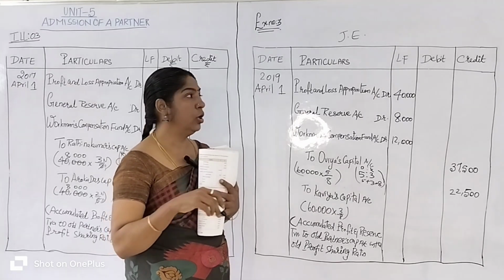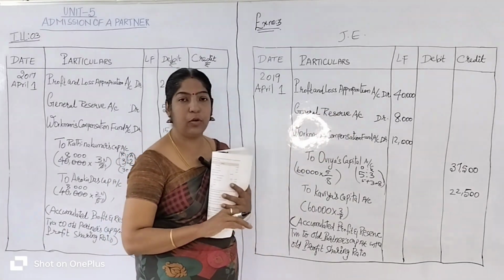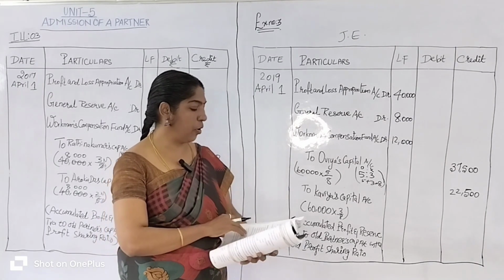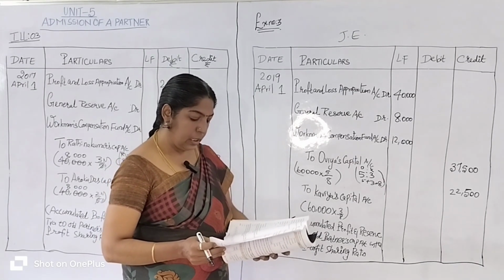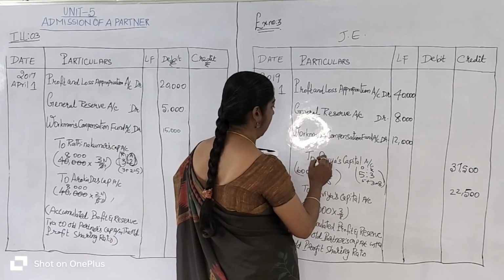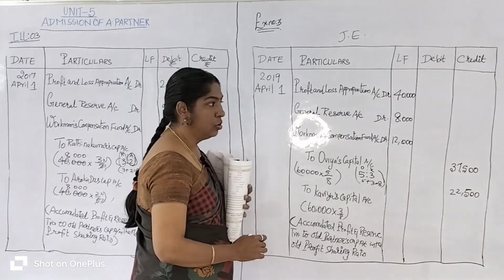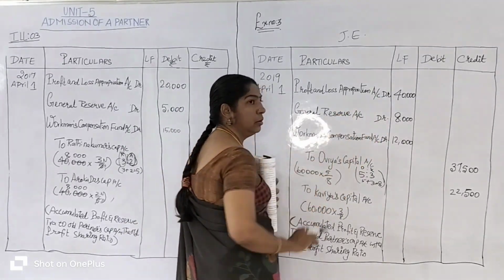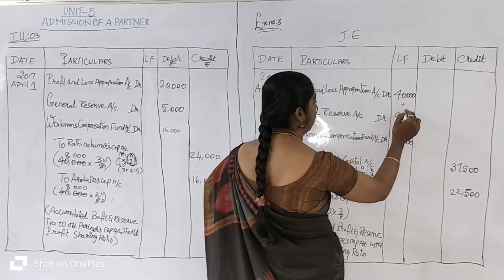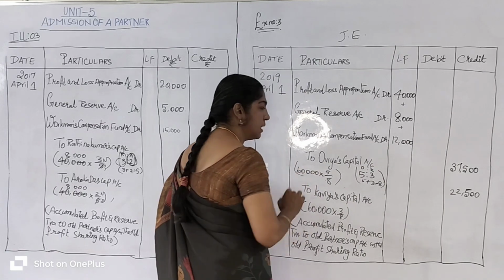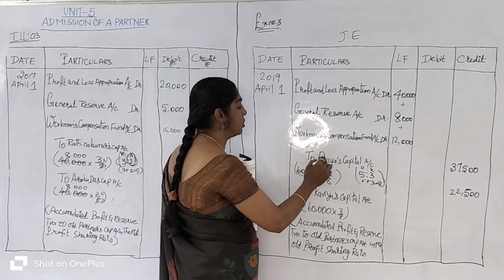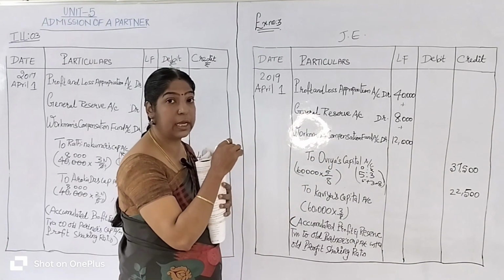Now we are going to distribute this accumulated profit to the old partners in their profit sharing ratio. What is their profit sharing ratio? That is 5:3, so 5 for Ovia and 3 for Kavya. First we have to sum up the accumulated profit, general reserve and compensation fund: 40,000 plus 8,000 plus 12,000 we get 60,000 rupees. First we are going to transfer that 60,000 rupees to the old partner Ovia's capital account.